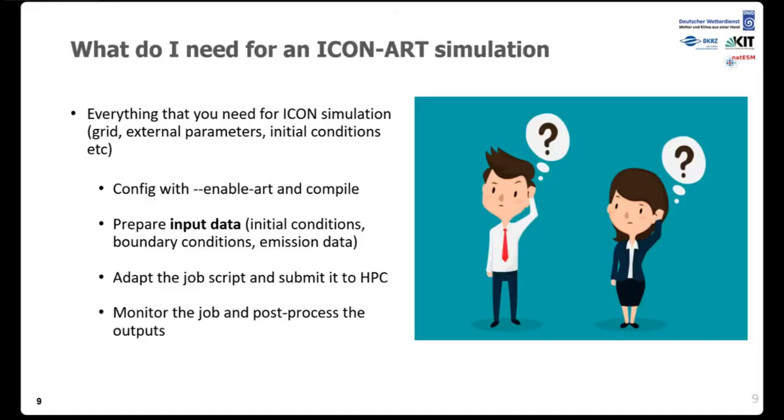Then you need to prepare the input data, which are the initial conditions for the chemical fields and aerosol fields. You can, of course, start from zero, cold start, and have a spin up, but it depends on your scope. Then you also need, depending on the setup, if you have a limited area, boundary conditions and, of course, emission data. Then, adapt the job script and use it for the submission. And we have a specific part in the ICON namelist that you all know now, and the ART namelist, art_nml, and I will show you in a minute.